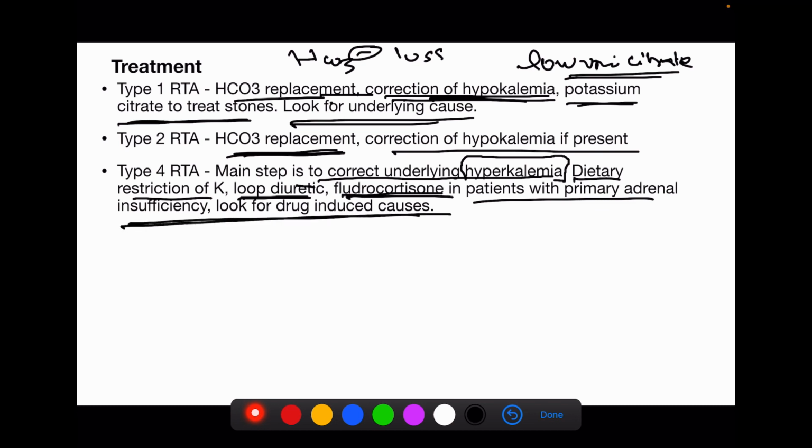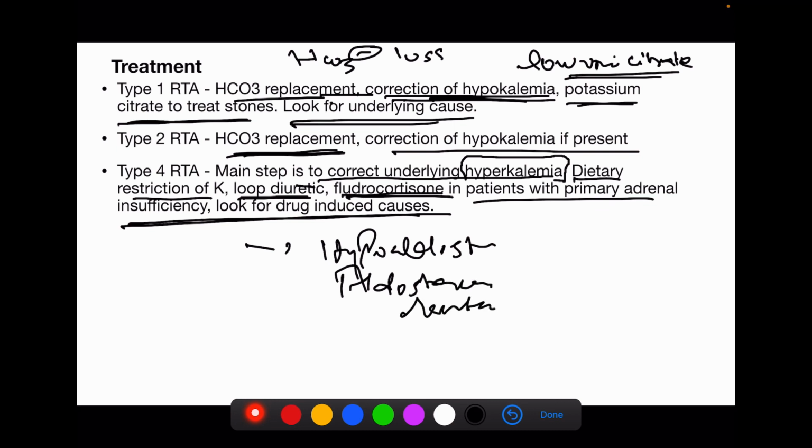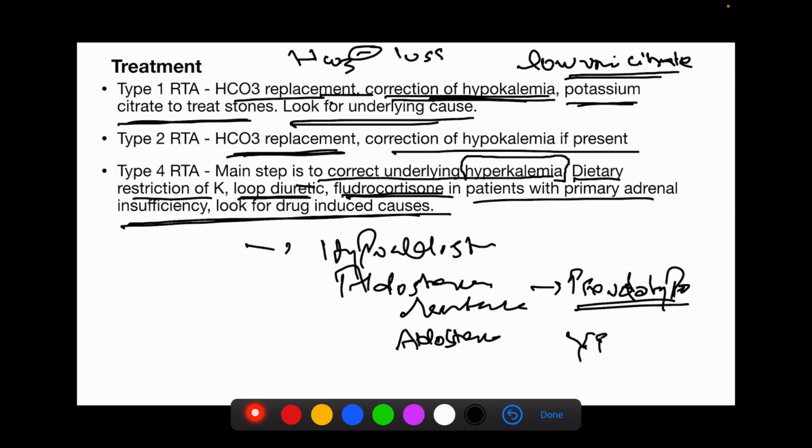As I told before, type 4 RTA can be because of hypoaldosteronism or aldosterone resistance. Aldosterone resistance is also called pseudohypoaldosteronism. Aldosterone resistance means that there is a problem with the receptors. Aldosterone levels will be normal or regulated, but there is a problem with the receptor. So type 4 RTA can be because of primary hypoaldosteronism or aldosterone resistance.